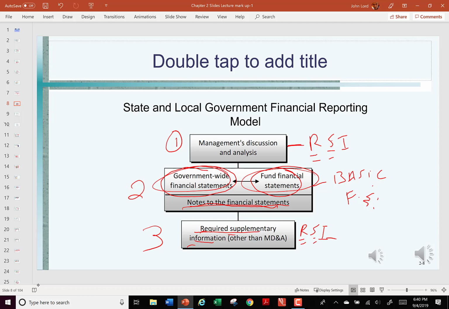What does required mean? You have to provide it, right? What does supplemental mean? It adds to something else. The only other thing that's up here on this chart is the financial statements, right? So the MD&A and the RSI are financial type documents in nature, aren't they? They're just providing additional information that adds on to the financial statements, supplemental information.